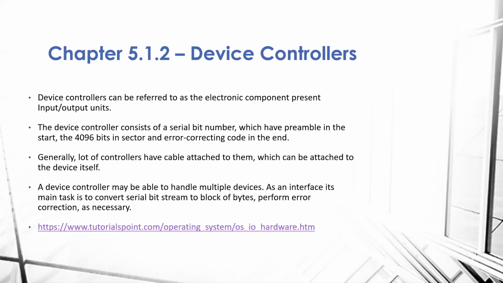Companies make controllers that match the interface of the device. For example, companies like Western Digital and Seagate make disk drives with SATA, USB, Thunderbolt, etc. These are interfaces. The device controller deals with a serial bit stream, which has a preamble at the start, 4096 bits in the center of the sector, and an error correcting code at the end.